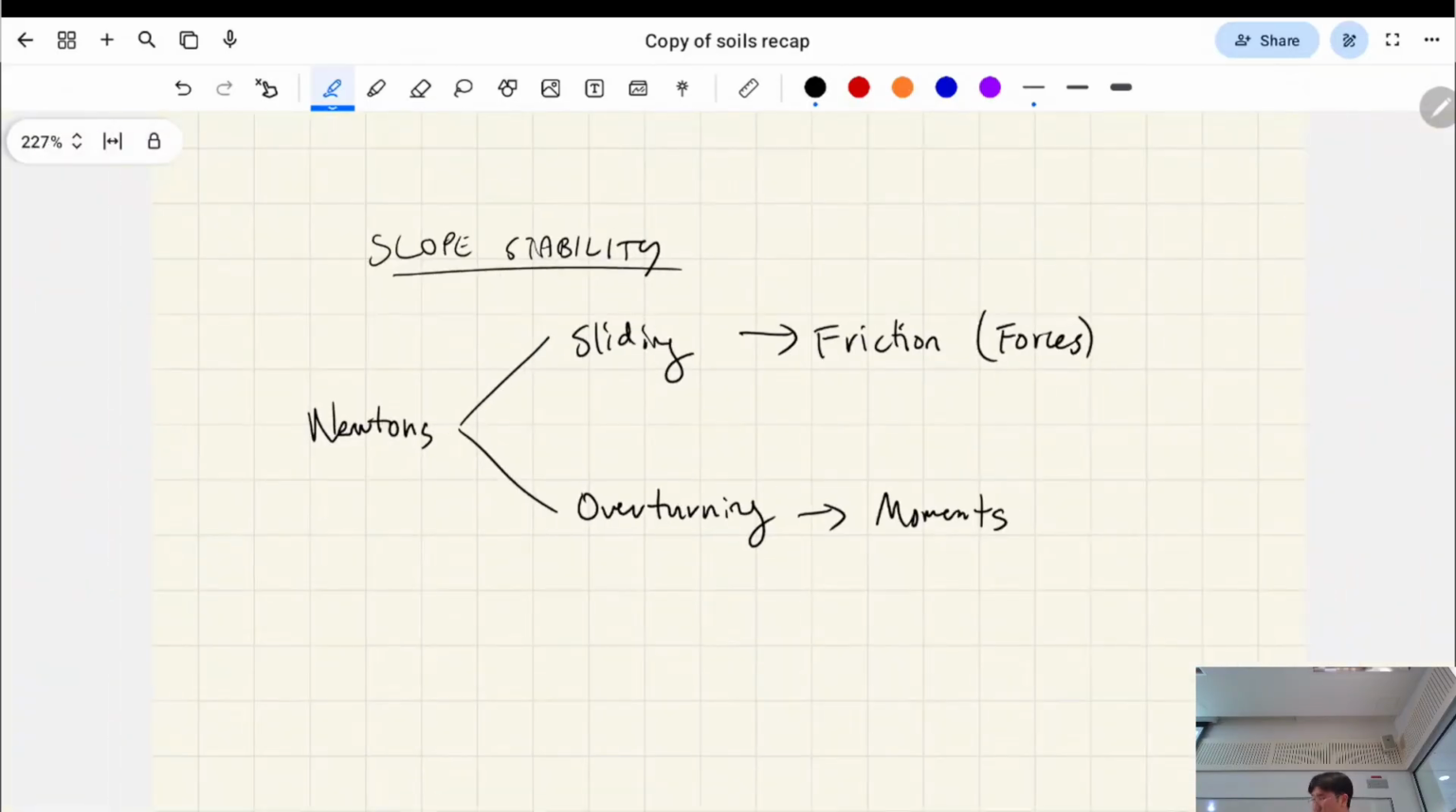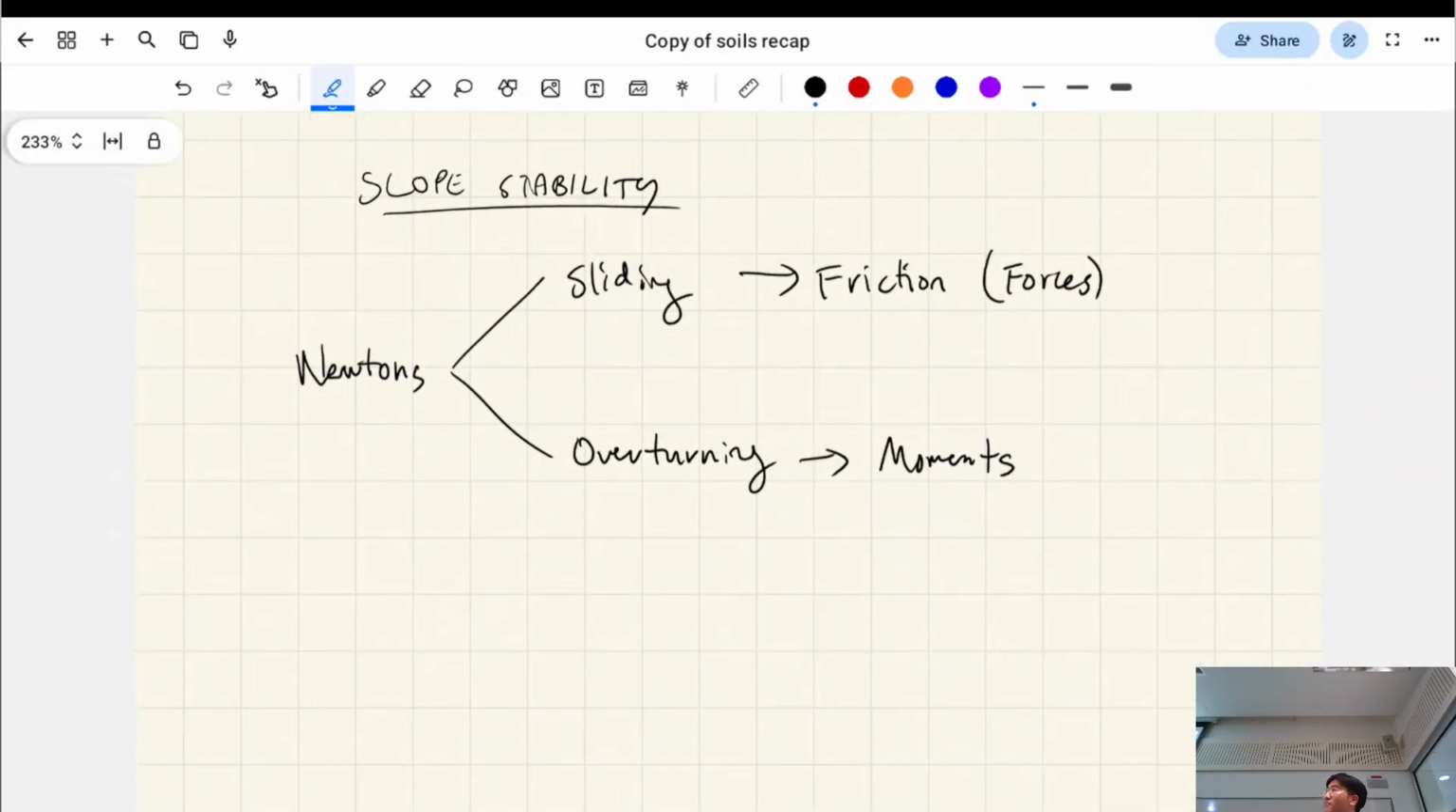So, what do I mean by stability? Stability is slightly different to strength. If you've done concrete, which some of you have, some of you haven't, concrete beams or whatever, if you apply enough force to them, they might break. That is a strength failure. That's a material actually ripped apart.